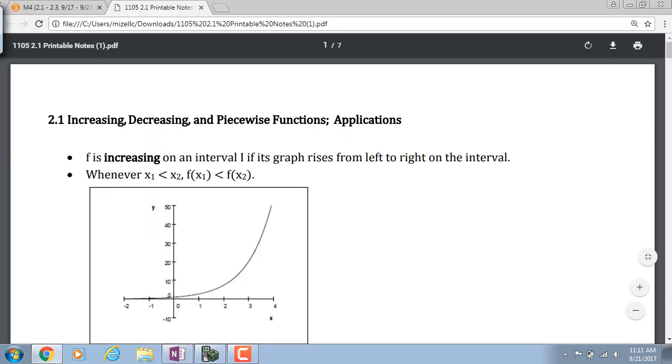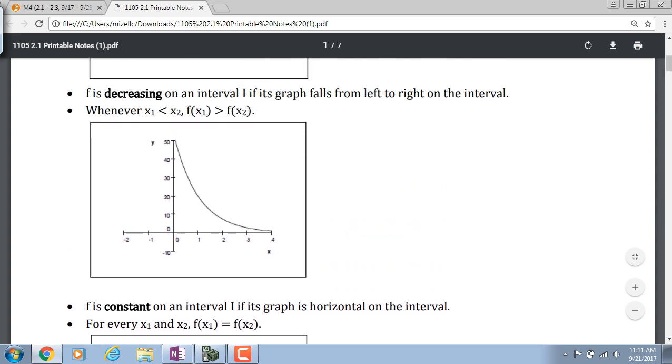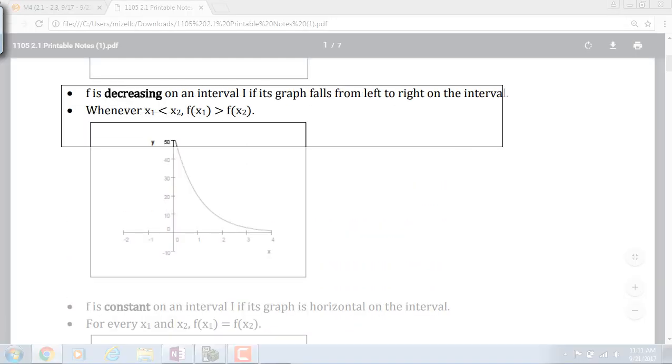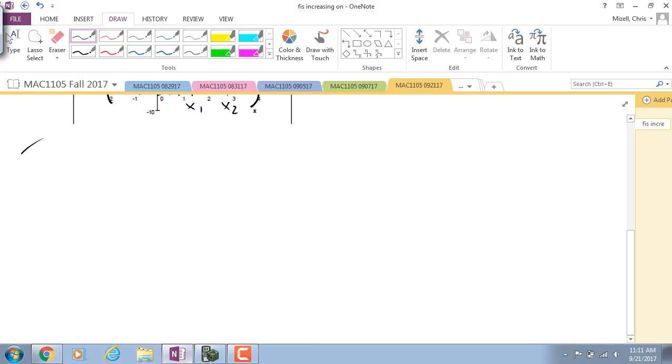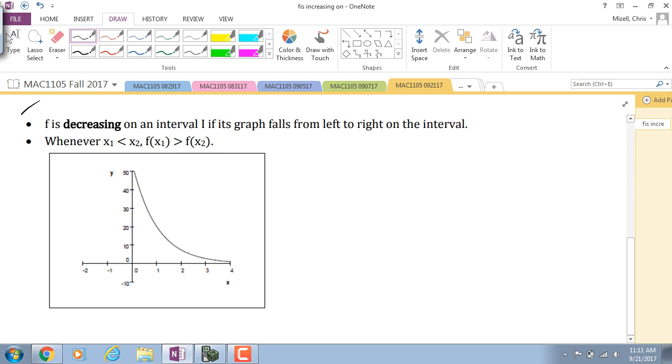Let's look at the decreasing picture. F is decreasing on an interval I if its graph is falling throughout that interval. That is, if for every x sub 1 and x sub 2 in that interval, where x sub 1 is less than x sub 2, when we evaluate the function, f of x sub 1 is going to have what relationship to f of x sub 2?